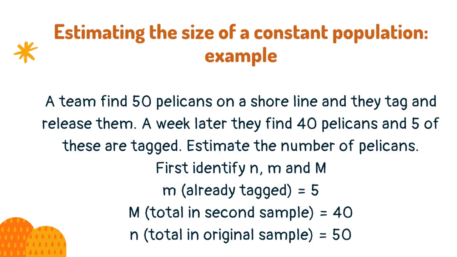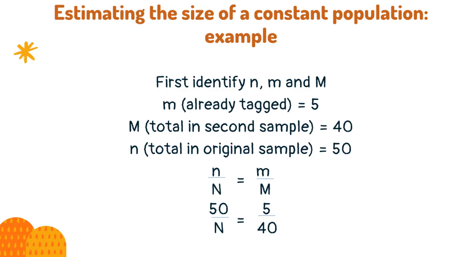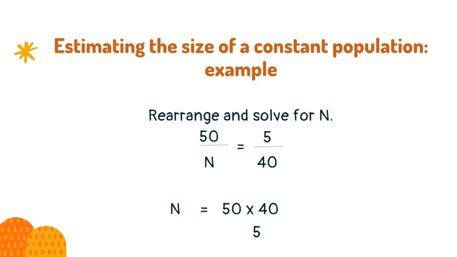For example, a team find 50 pelicans on a shoreline and they tag and release them. A week later they find 40 pelicans and 5 of these are tagged. Estimate the number of pelicans. First, identify N, M and m. Once these are identified, substitute the numbers into the equation. Rearrange and solve for N.